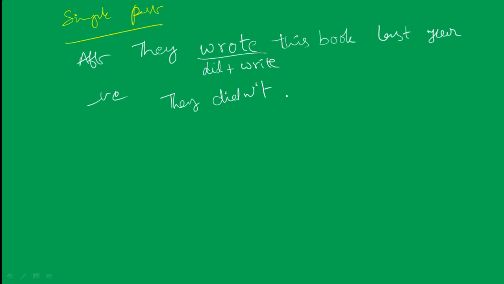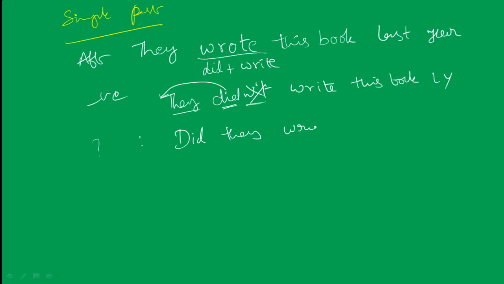They did not write this book last year. We have added not to this did. They did not write this book last year. Now the interrogative, first type. Did they? We just brought this auxiliary verb before this subject. Did they write this book last year?